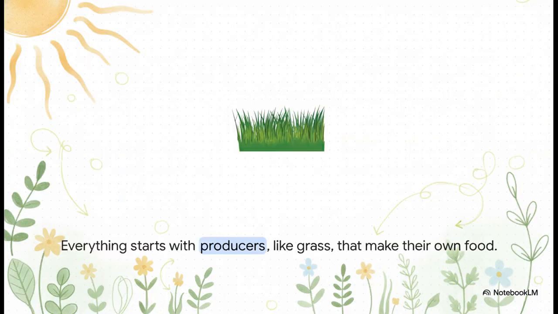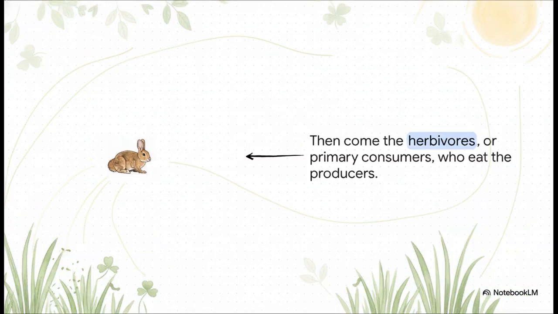So, how do all these characters actually interact? Well, it mostly comes down to one thing: food. And the foundation of pretty much every ecosystem are the producers, organisms like grass that are total self-starters. They make their own energy, usually from sunlight. Then that energy gets passed on. It moves to the primary consumers, the herbivores, like this rabbit right here. It gets its energy by munching on that grass.